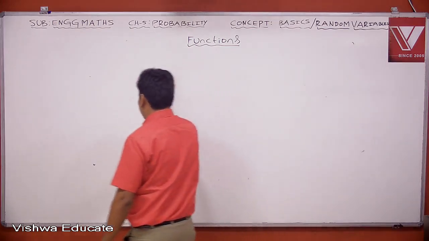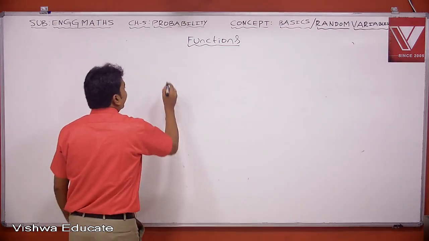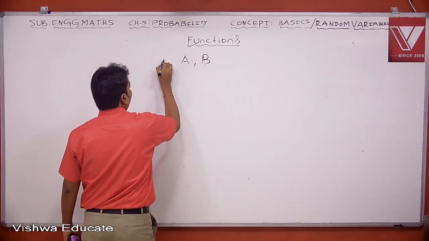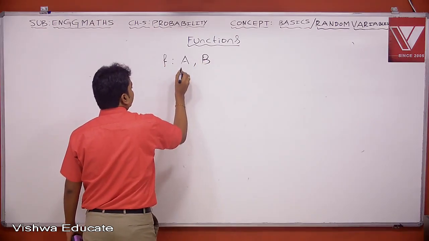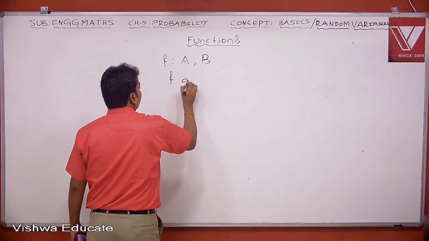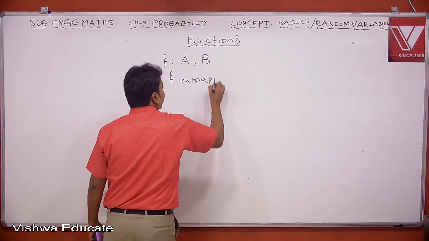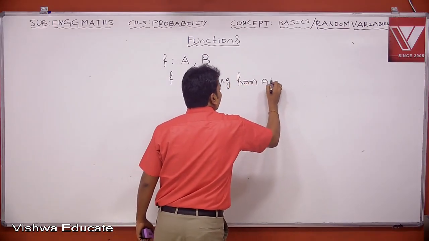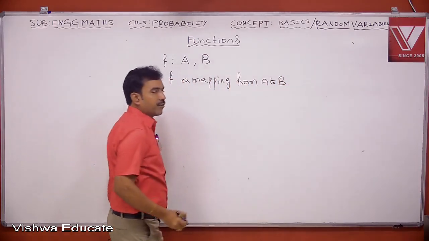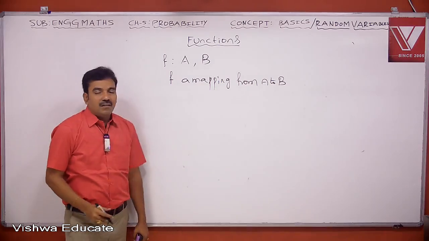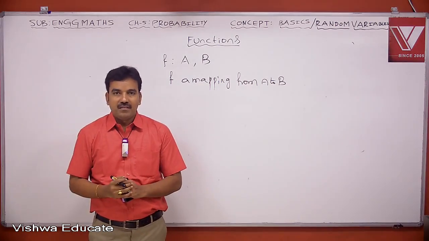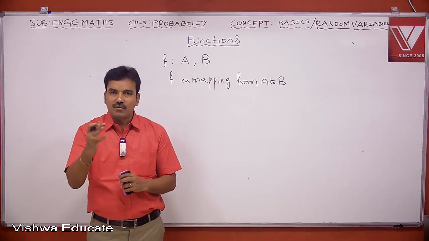Let us see what the concept of a function is. Suppose we have 2 sets A, B, and we have a mapping F from A to B. So F is a mapping from A to B. That means it maps every element of A to elements of B. So that mapping is your own choice.